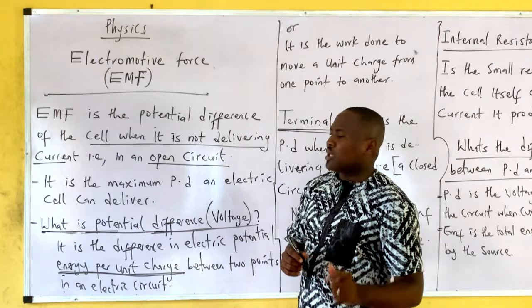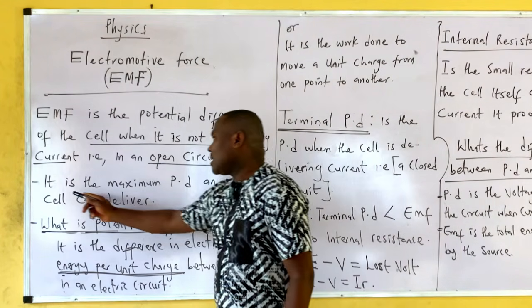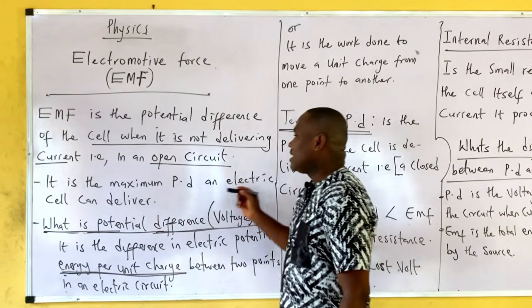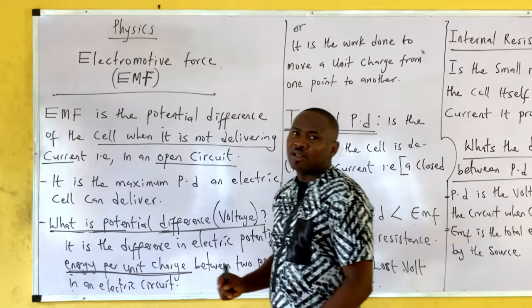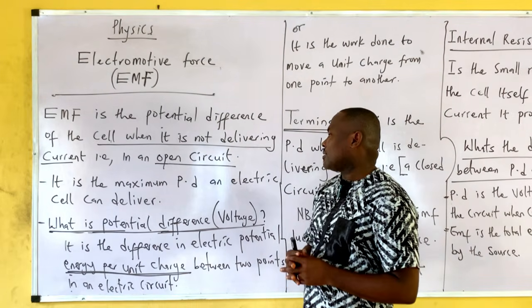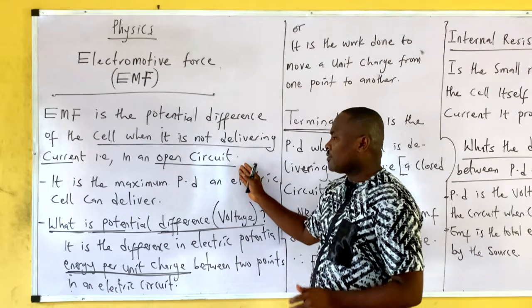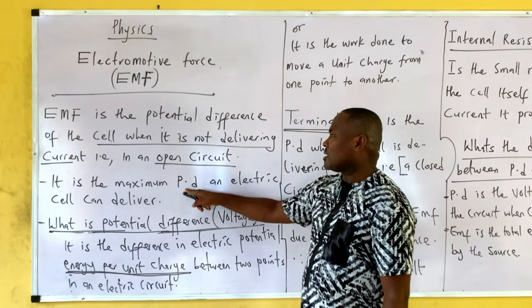Now, another way you can know this: it is the maximum potential difference an electric cell can deliver. That's EMF. Now, what about potential difference?